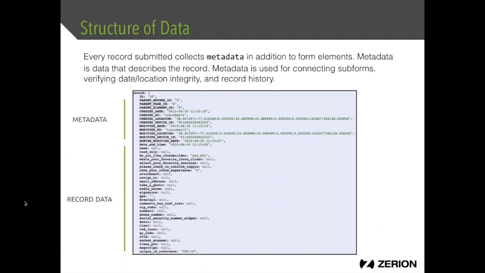For those of you who don't know, metadata is just data that describes the record. Every record that's submitted to iForm Builder is going to have metadata collected and attached to it in addition to the form elements for your data collection. What I have here is a screenshot of an individual record, so it's just a single record. At the top are the metadata fields, and it's easy to separate them because they're all capitalized. Underneath, you're going to have the record data, and those are the fields that were seen on your form and that you collected data with.